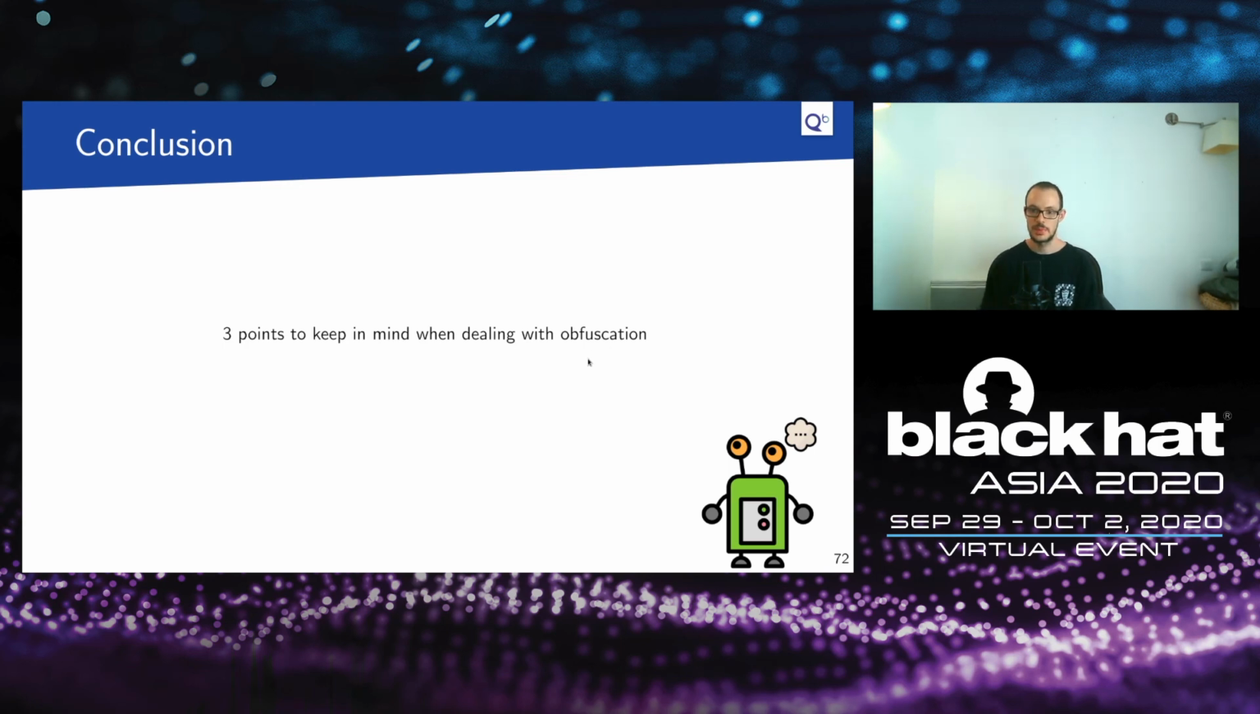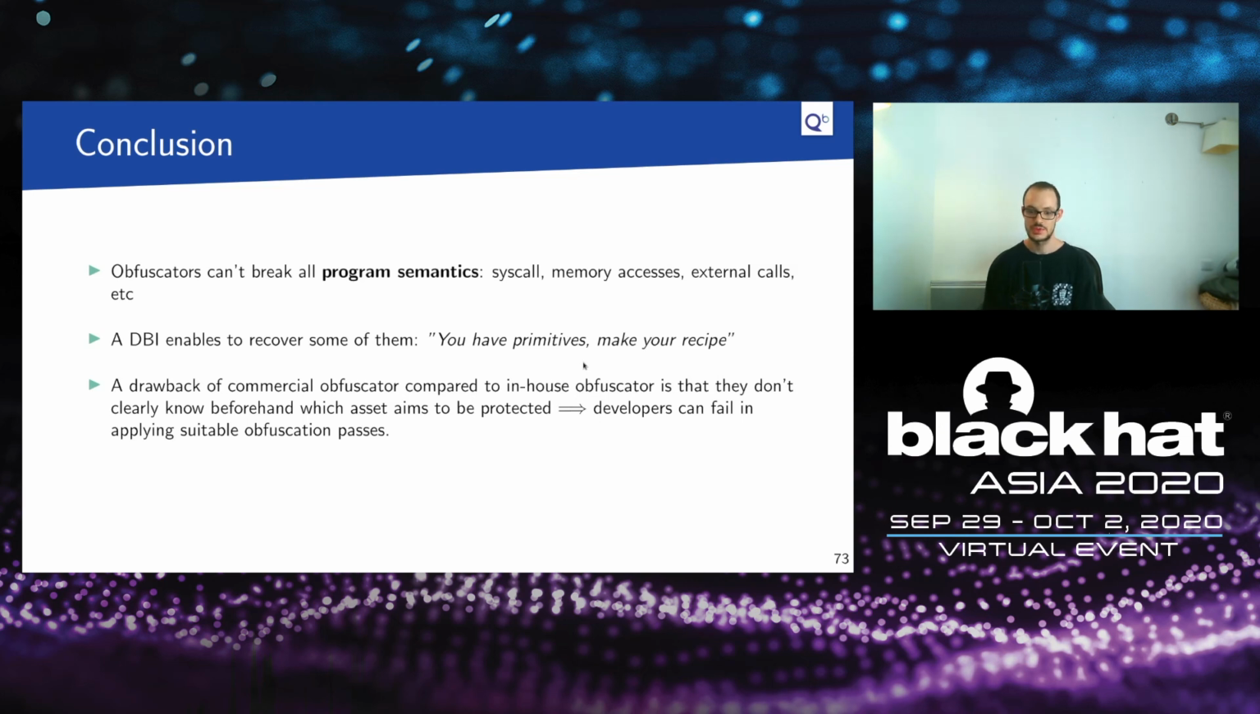So, three points to keep in mind when you deal with obfuscation. First, the obfuscator can break all the program semantics. It means that if the original code performs a syscall, you may have a syscall at the end. If there is some external call, the parameters of the external call can't be obfuscated. For instance, you can't obfuscate the string going through strlen. You can't obfuscate the size of the buffer allocated with malloc and so on.